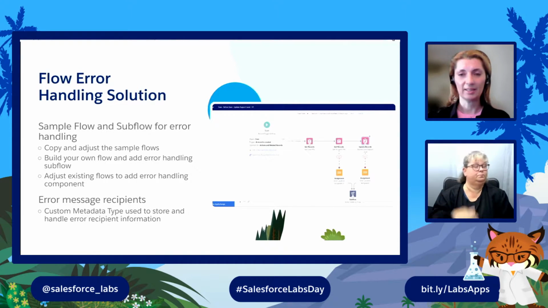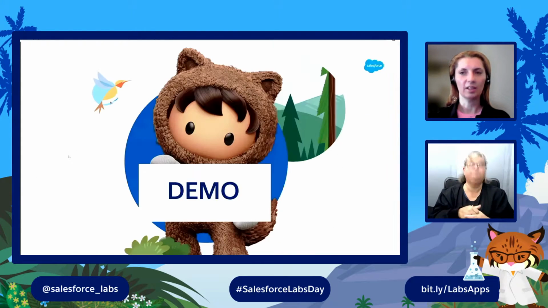And don't forget, the maintenance is important as well. So to keep the tech debt at bay, update your existing flows with fault path to ensure good user experience. So we talked about this a lot, but let's see how this looks in a demo.